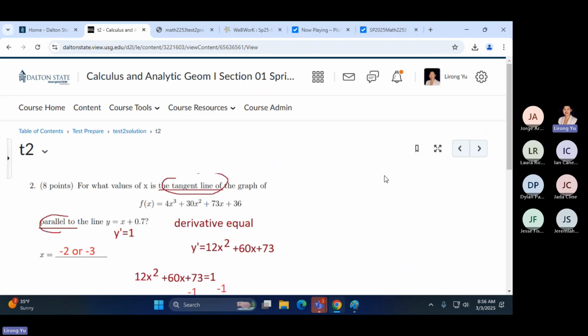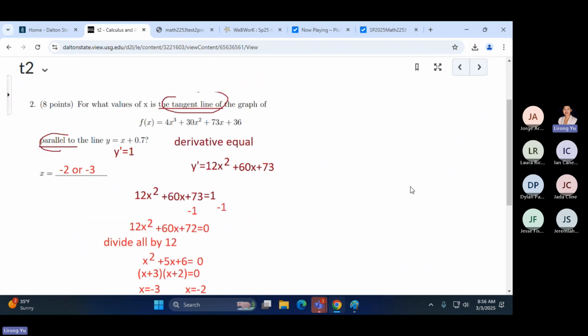Question 1. Now, question 2 is to try to find the x value where the two functions have the same tangent line. So for what value is the tangent line parallel to this line? When the tangent lines are parallel, they will have the same slope. So what you're going to do is find the derivative for both functions. These are two separate functions, so you set the derivatives equal.